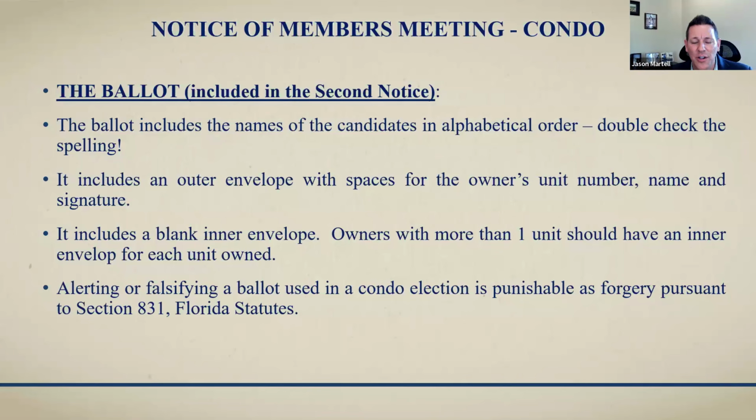Just double check your spelling on that. But for our condominium folks, we have this inner envelope, outer envelope system that works really well. Your outer envelope is going to have the owner's unit number, unit 1, unit 2, unit 3, the name exactly how it appears on the deed, John Doe, Jane Doe, whoever it may be, and then a signature line. And then the inner envelope is going to be completely blank. That's where you're going to put your ballot in.